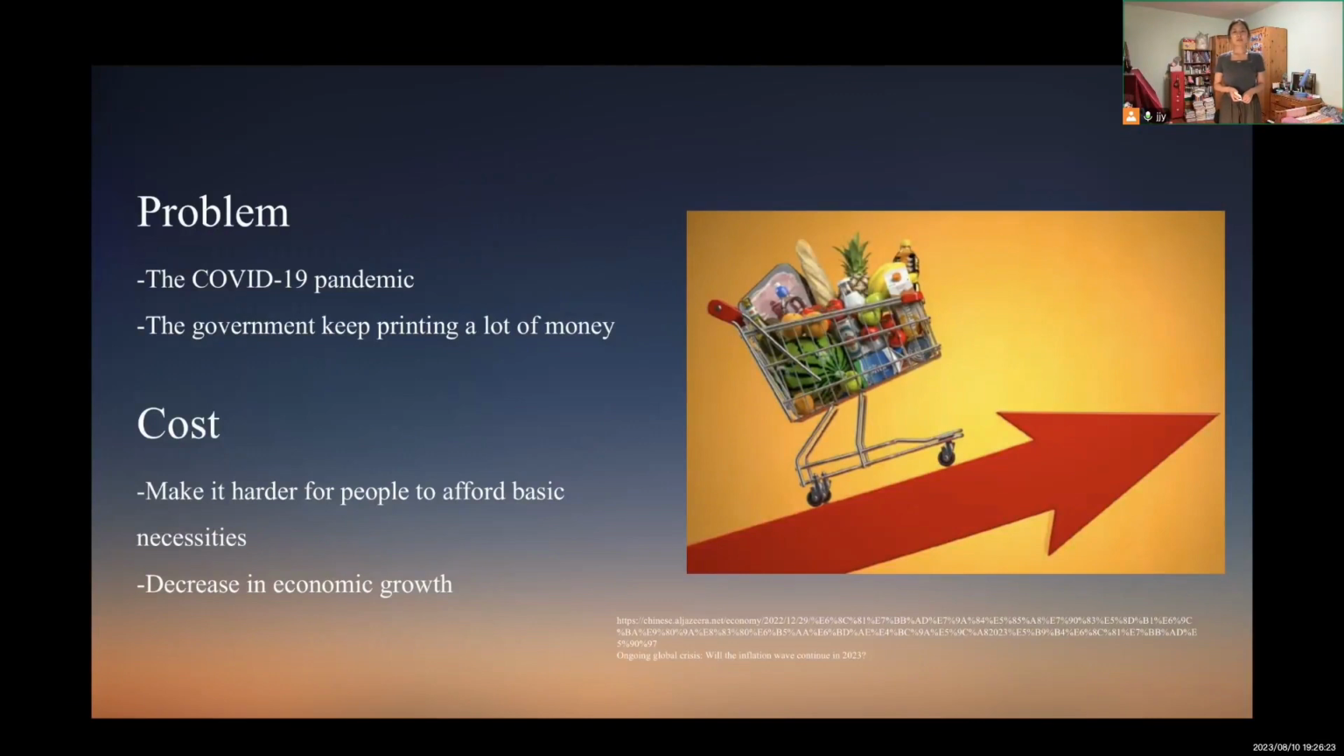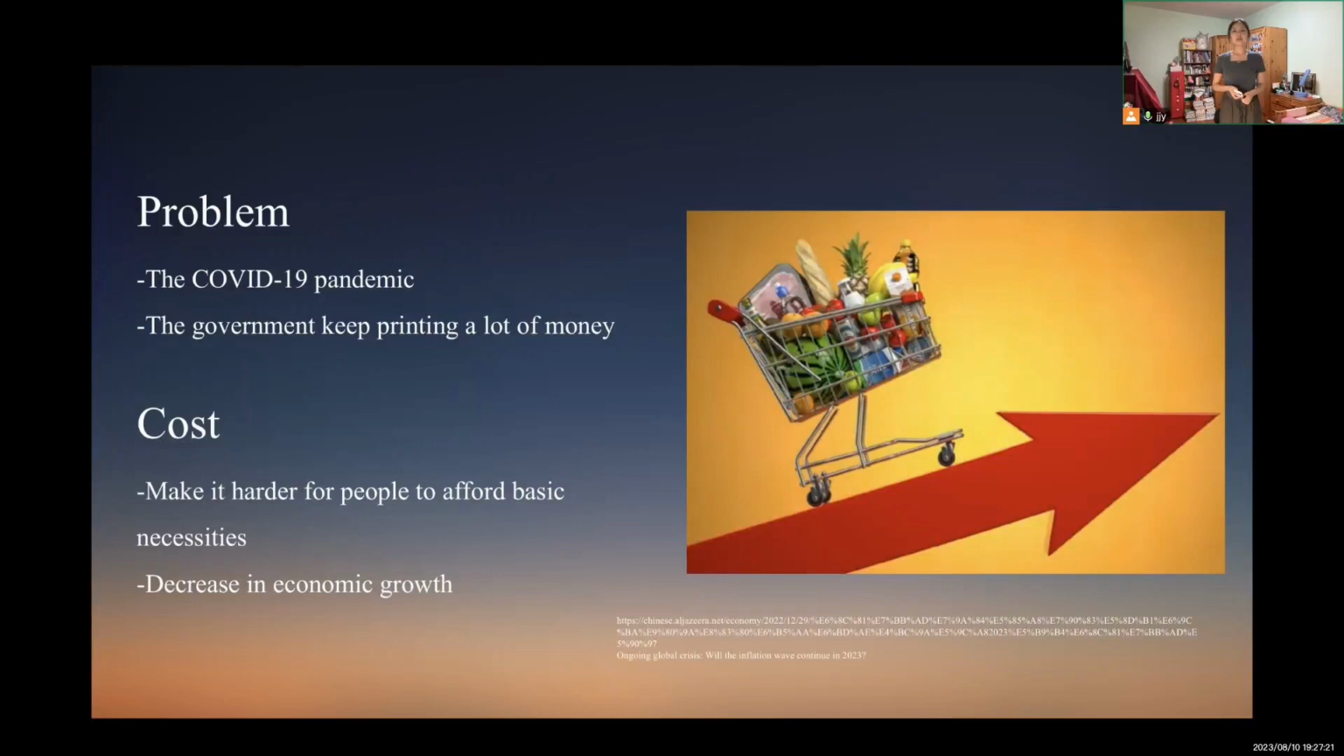While some level of inflation is normal and even necessary for a growing economy, high and unpredictable inflation can have serious and negative impacts. Inflation has a number of costs. One cost is that it can make it harder for people to afford basic necessities. When prices go up, people have to spend more money on the things that they need to survive. This can lead to financial hardship, especially for people who are already struggling to make ends meet.